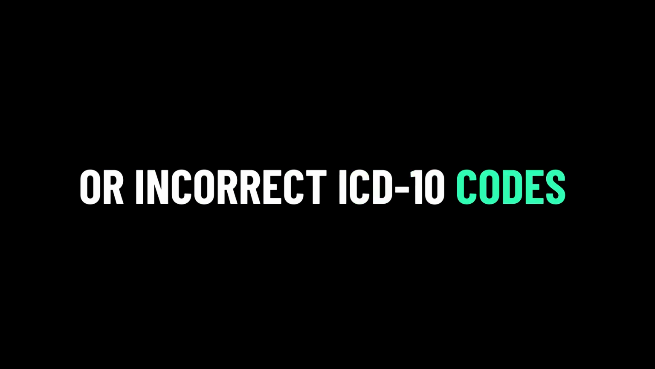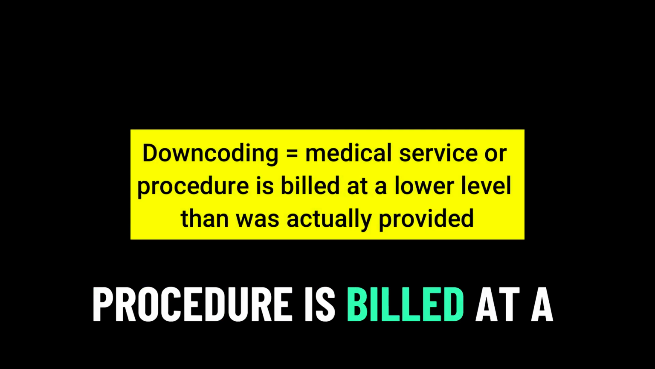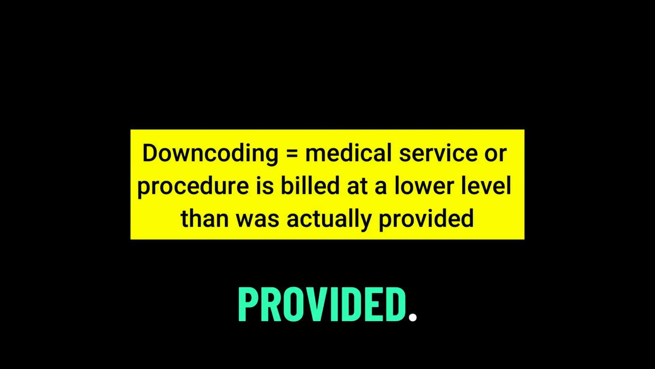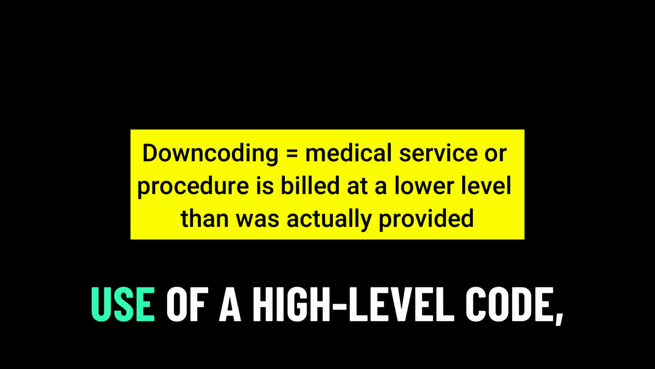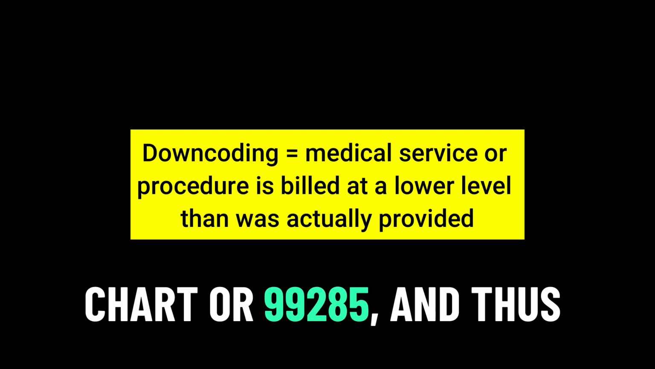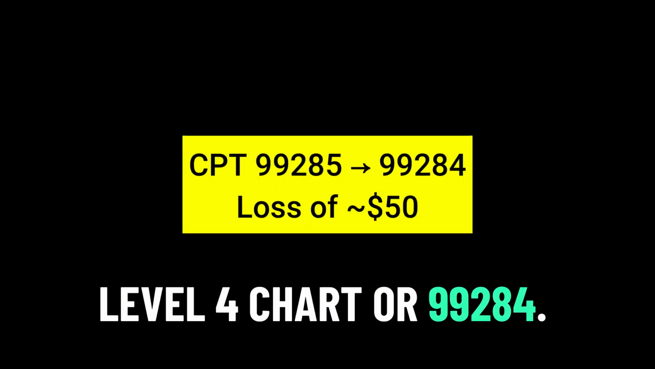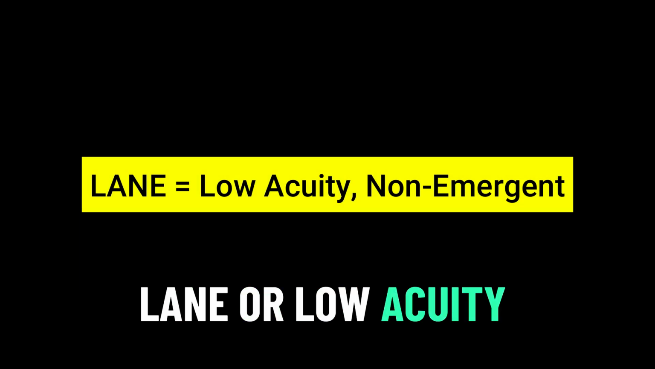Well, using non-specific or incorrect ICD-10 codes will result in downcoding or denial of payments from the insurers. Downcoding is when a medical service or procedure is billed at a lower level than was actually provided. Payers often dispute the use of a high-level code such as an E&M Level 5 chart or 99285, and thus often downcode claims to a Level 4 chart or 99284. Many insurers want to identify ED visits that could be avoided, so a term has emerged, LANE, or Low Acuity Non-Emergent ICD-10 codes. Here's the problem.